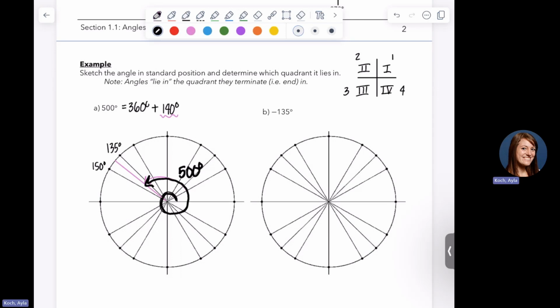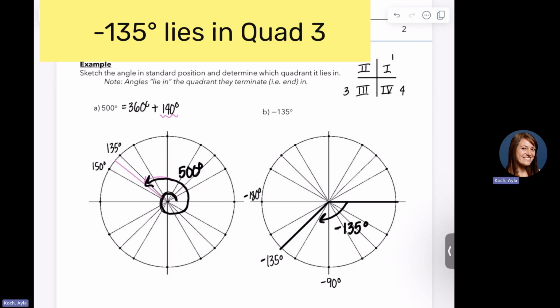For negative 135 degrees, we know this guy's negative 90 degrees down here, if we're moving in that clockwise direction. This is negative 180 degrees. And negative 135 is going to be right between those. So this will be our terminal side here. Let me make this a little thicker. We'll start at our initial side. Negative 135 degrees. And let me make these clear over here too, where those initial sides and terminal sides are.